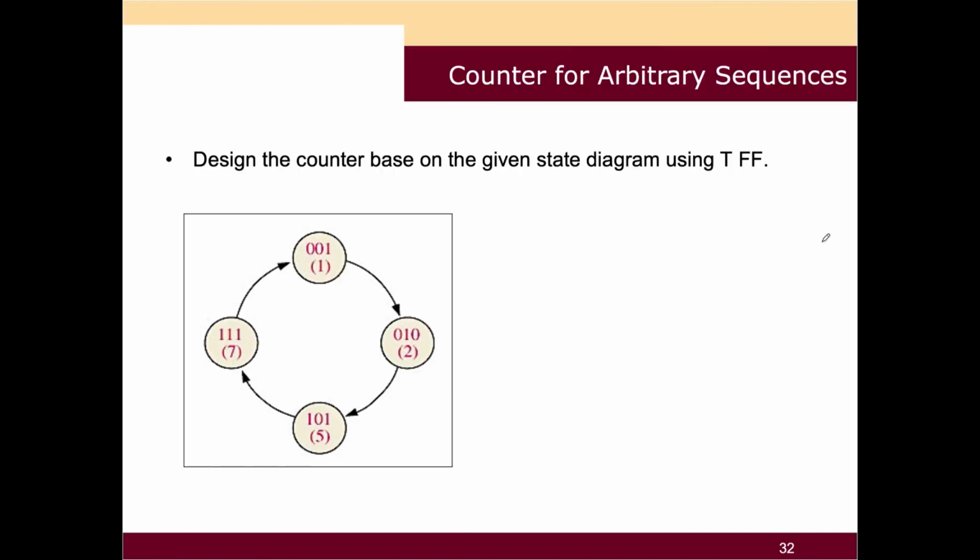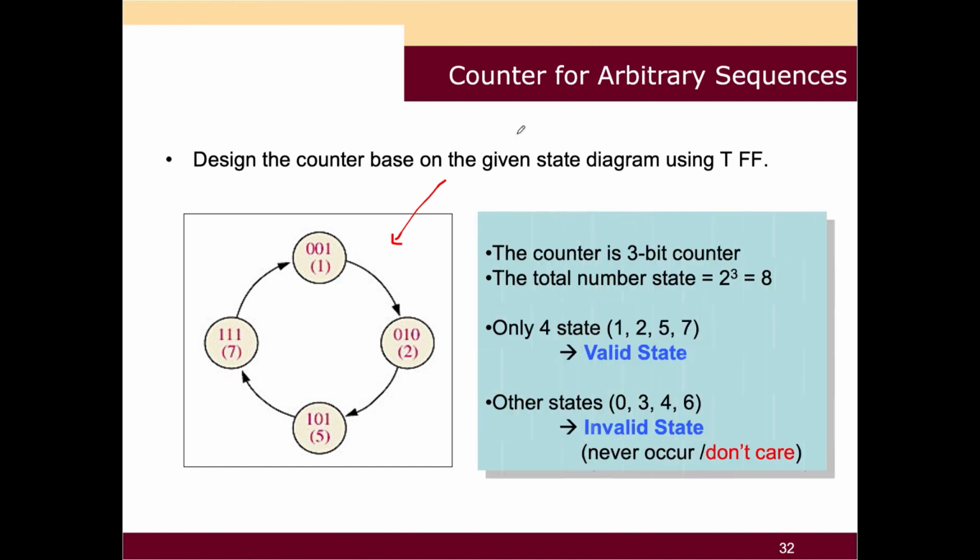And next is under our counter for arbitrary sequences. So this is to design the counter based on the given state diagram. This is the state diagram given, under T flip-flop. The counter is a 3-bit counter because you were given only the diagram, so what you can come out with is a 3-bit counter.